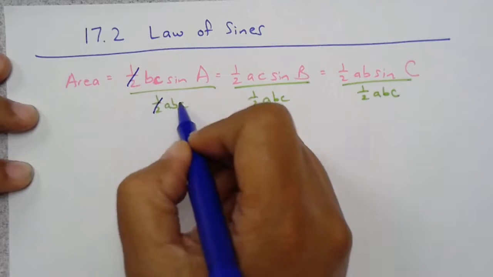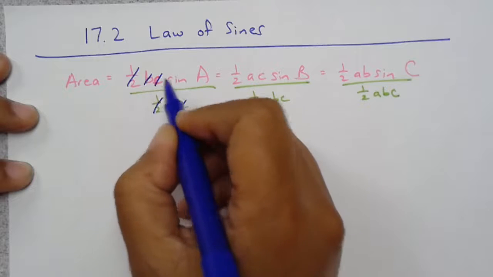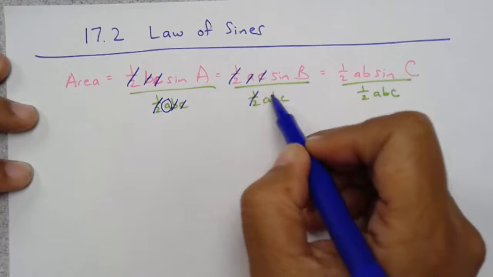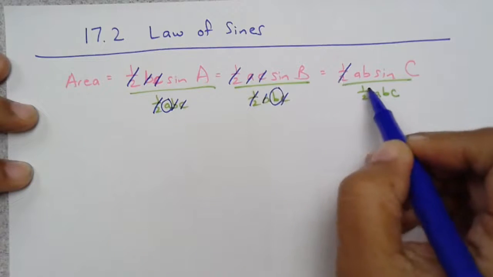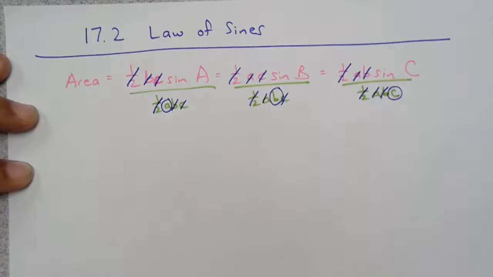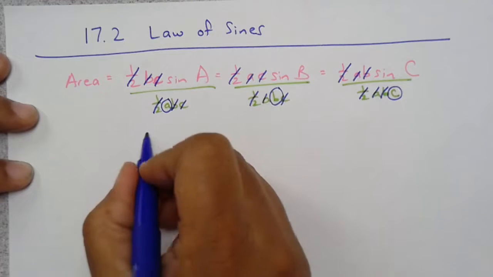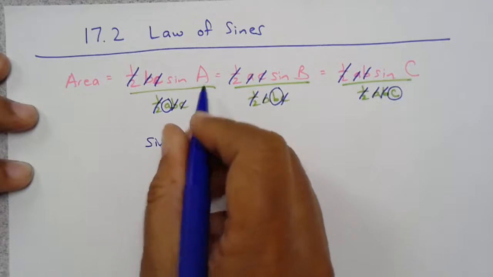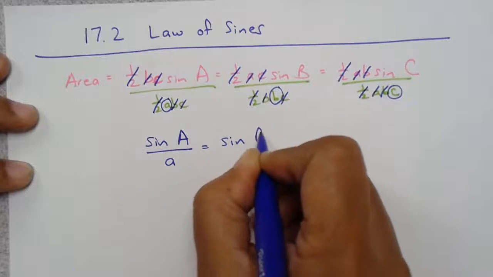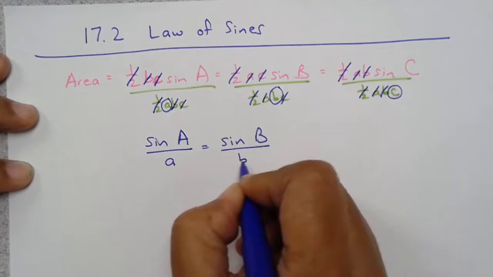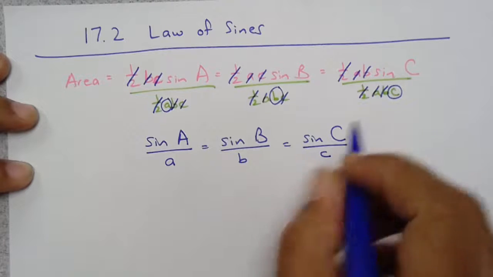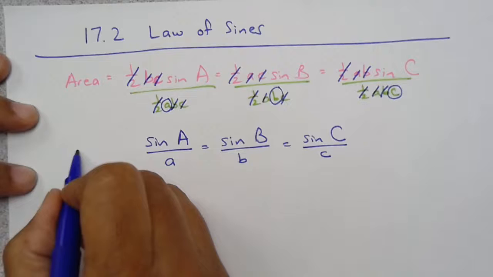The 1/2 is going to cancel. Here the B and the C are going to cancel, but you're left with A here. 1/2 will cancel here. The A and the C will cancel. You're left with a B here. 1/2 will cancel. The A and the B will cancel, and you're left with C here. So if you take a look at this final setup, we have sine A, and that's angle A, over side A equals sine B, that's angle measure B, over side B, which equals sine angle C divided by side C. This is the law of sines formula.